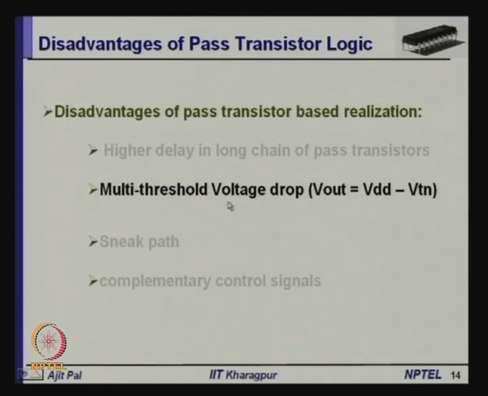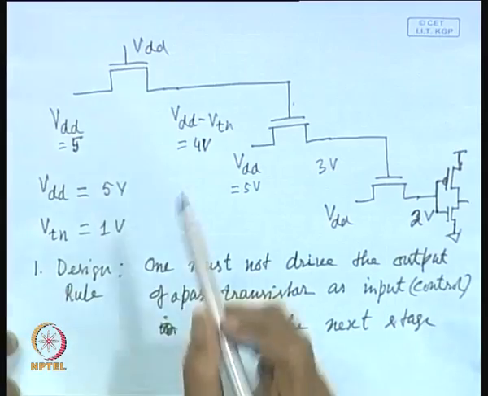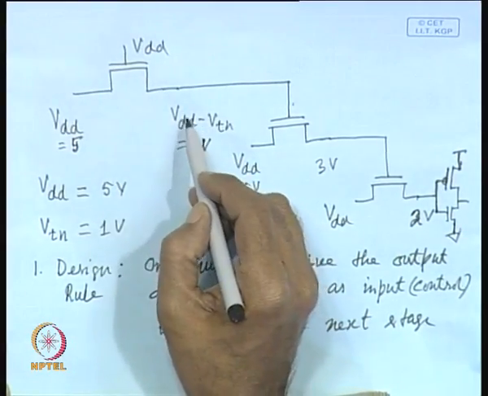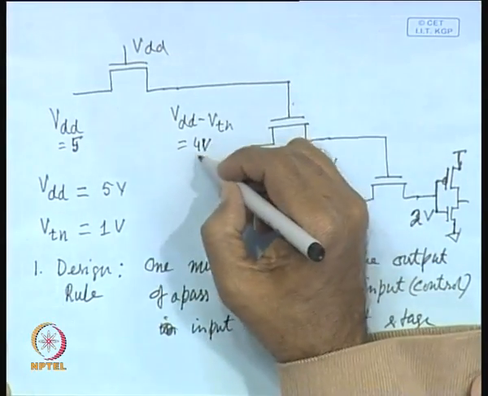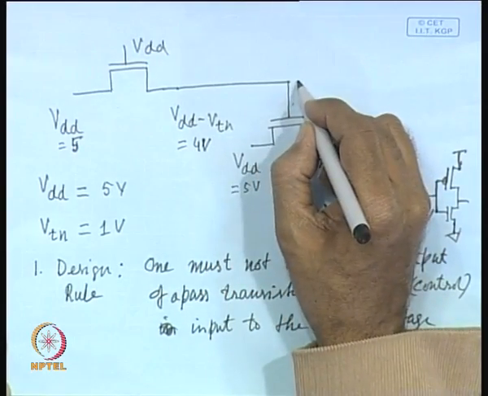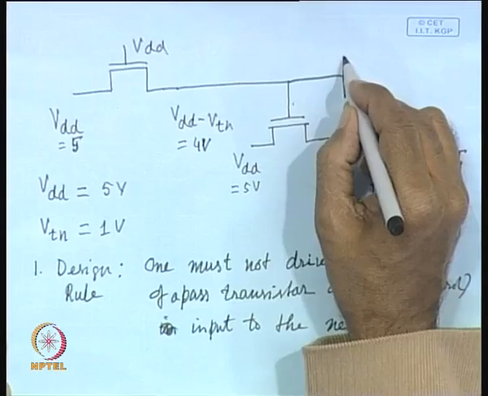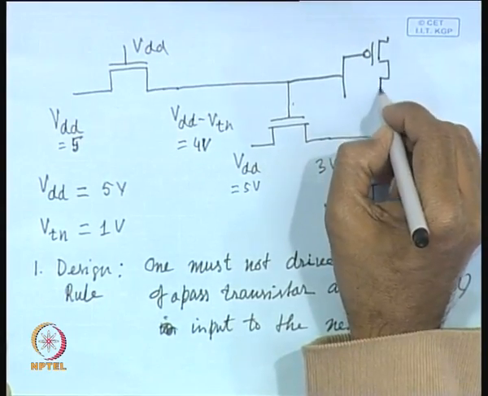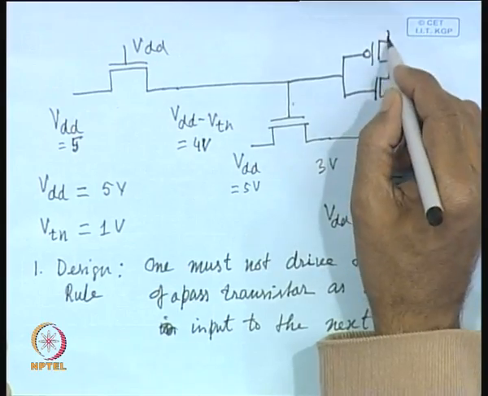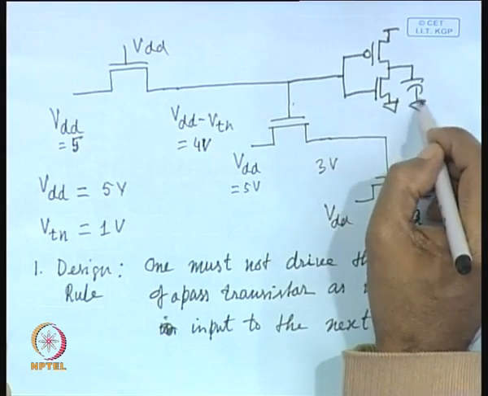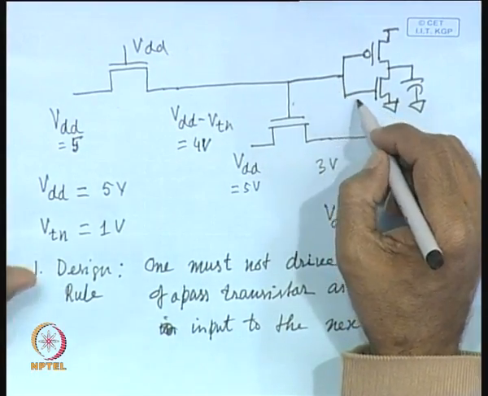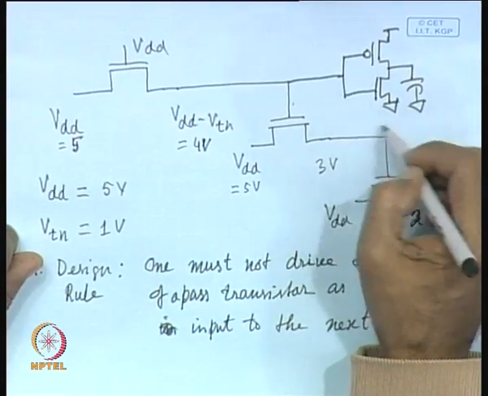The second disadvantage is the multi-threshold voltage drop. That problem we have already discussed. Here, as you see in the transistor, we are getting VDD minus VTN. Now, this voltage is not really good, in the sense that if we use it to drive an inverter, it will lead to slow operation of the discharging. That means, the capacitor will be discharged at a slower rate, because instead of 5 volt we are driving with 4 volt. So, how can this problem be overcome?